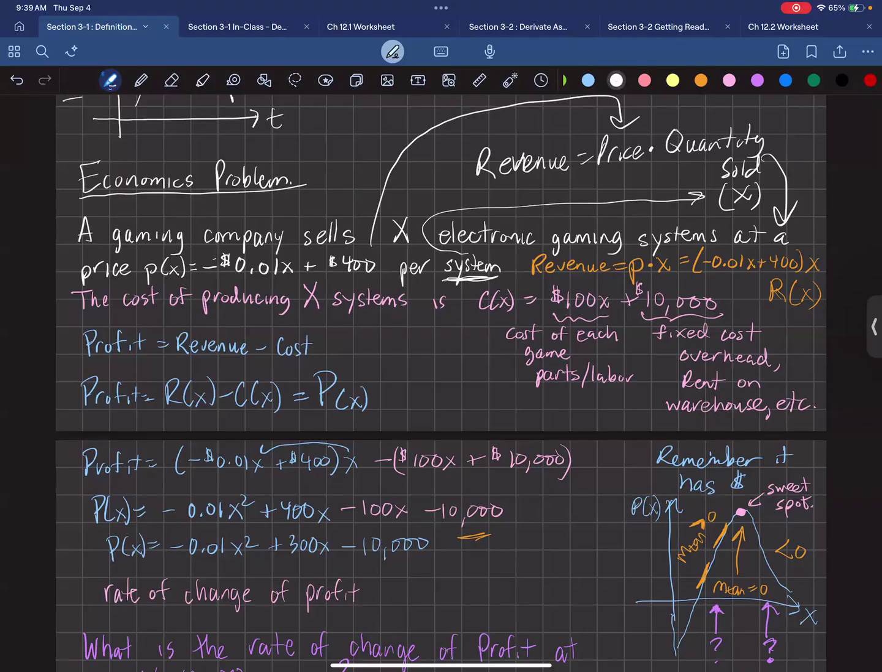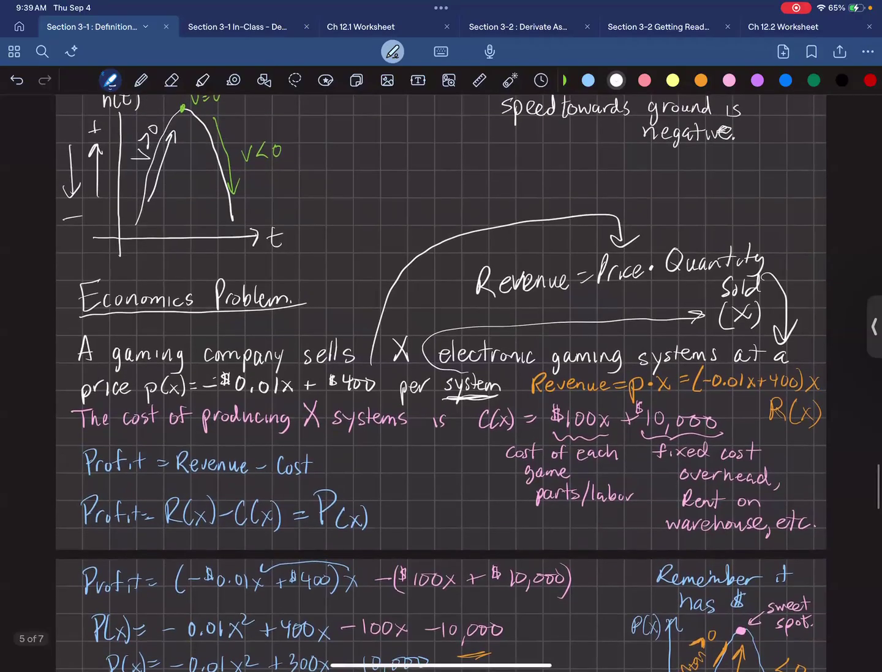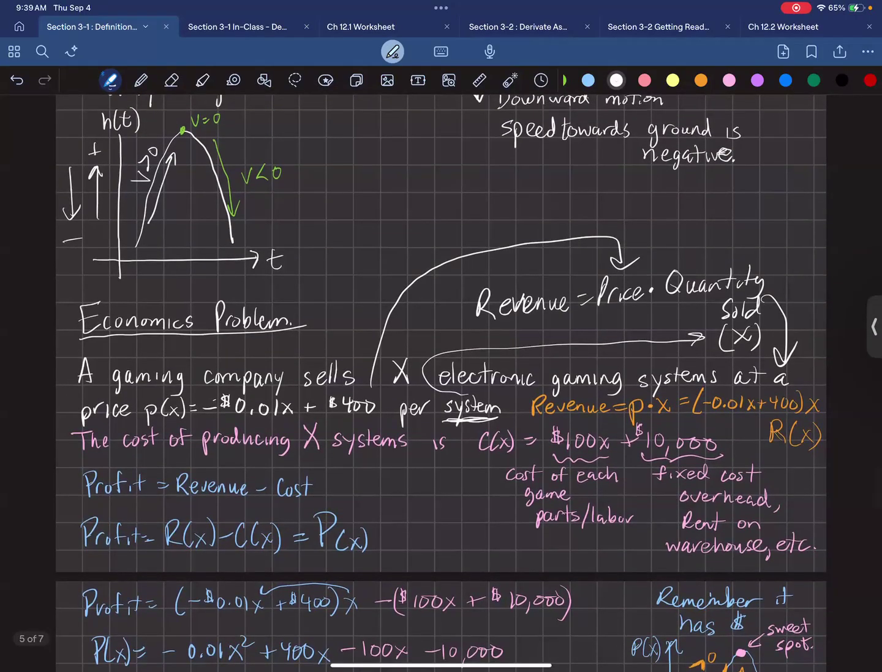When there's a fixed cost, regardless, it's a cost that isn't dependent on how many you produce. It's called a fixed cost or overhead. It counts as things like rent on the warehouse. Even if you didn't make anything, you're still paying for the rent on the warehouse. The profit from selling these is revenue minus cost.